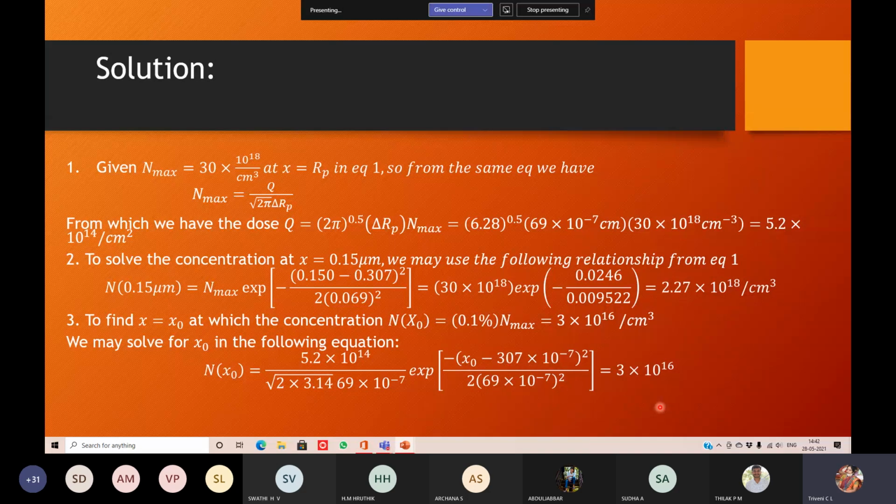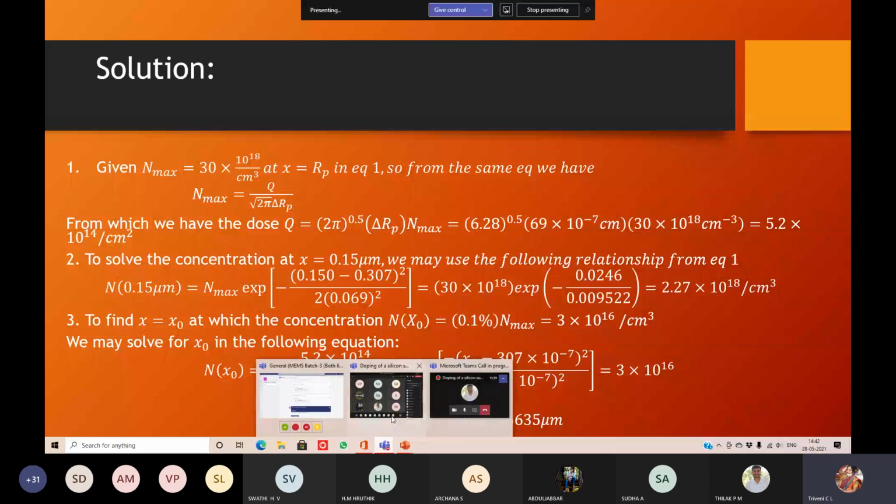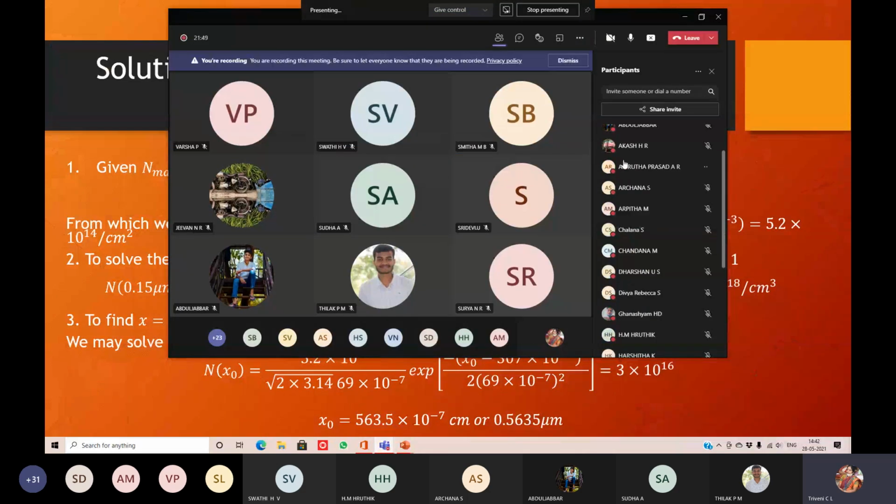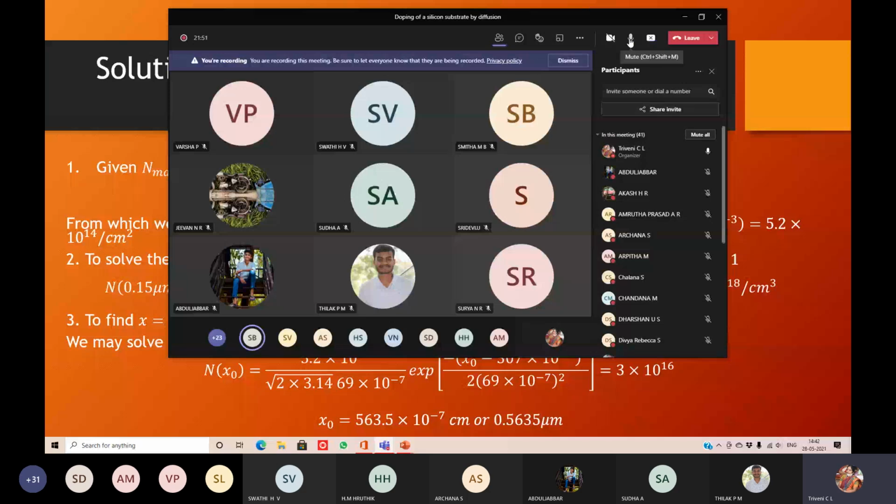Then we'll be getting this value equal to 3 × 10^16 here. So this N of x naught is given as 3 × 10^16. Substitute that one, now you calculate x naught. So what will be the value of x naught here? The value of x naught will be equal to 0.5635 micrometer. Understood all of them? Yes, ma'am.